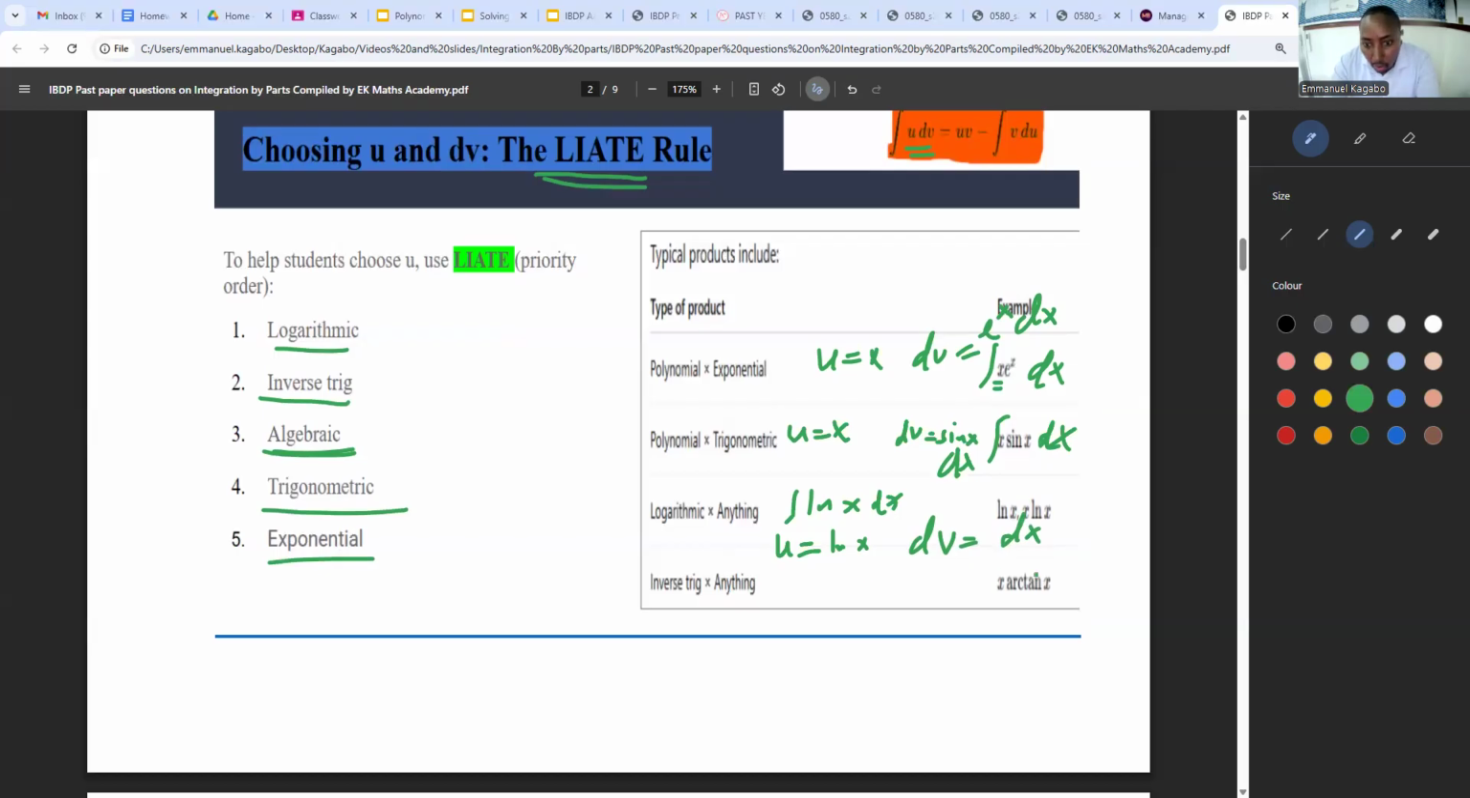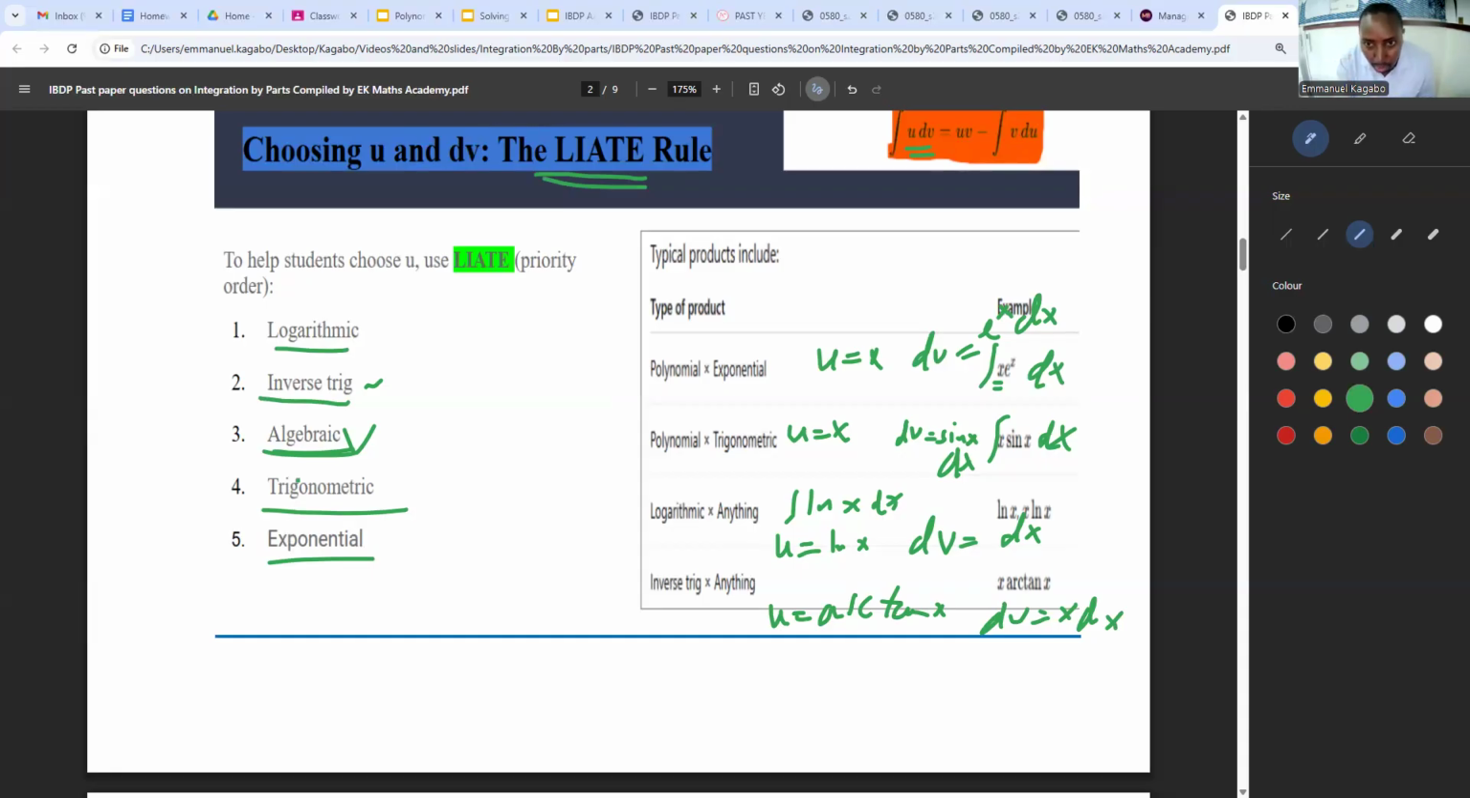Now, this is another example. I think I picked an idea. x arctan x. So x is the algebraic expression and arctan is inverse trigonometric. So this time around, my u is going to be arctan x, and then dv will be equal to x dx. Is that okay for everyone? Very good. In addition to LIATE, there's another thing that you have to know.